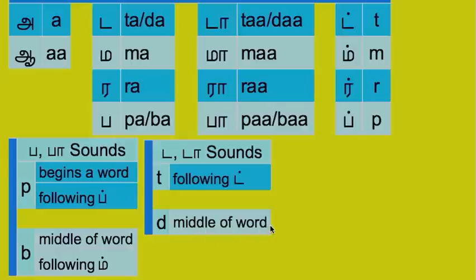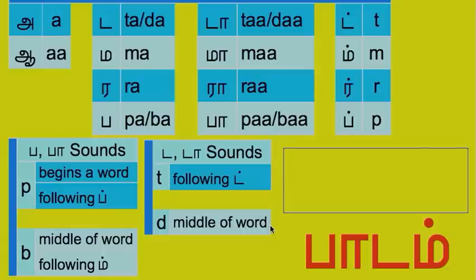Alright, so let's try and pronounce some words using our newfound knowledge. The first word is down here at the bottom, and we'll use the transliteration method that we've been employing before. If you don't need the transliteration method, then by all means don't use it.